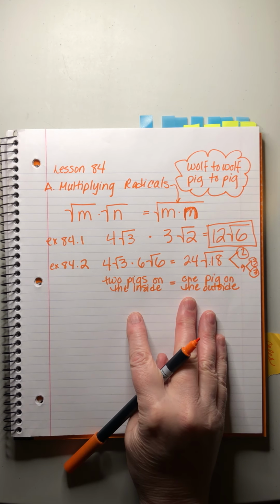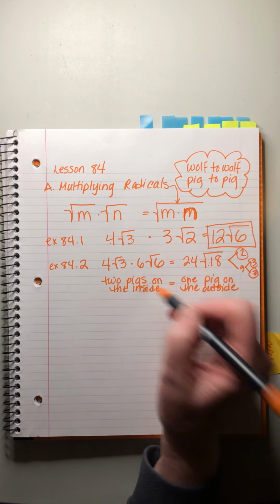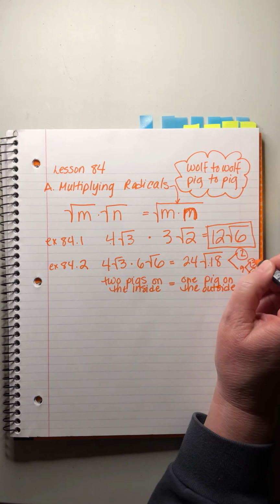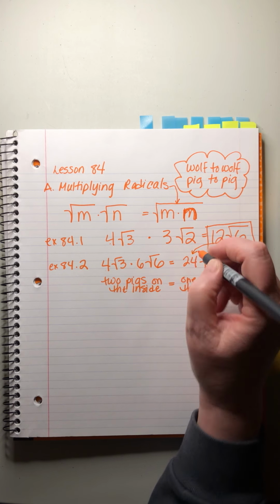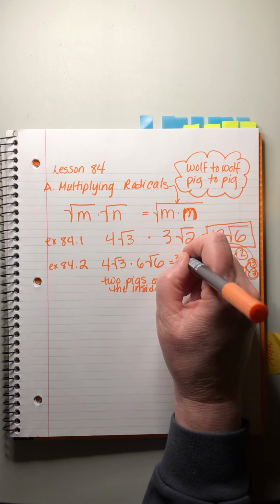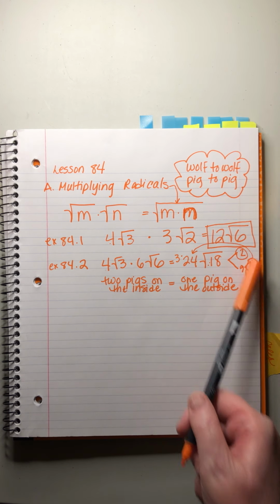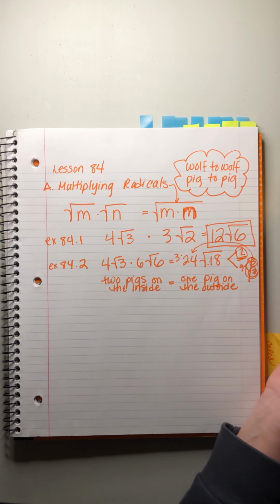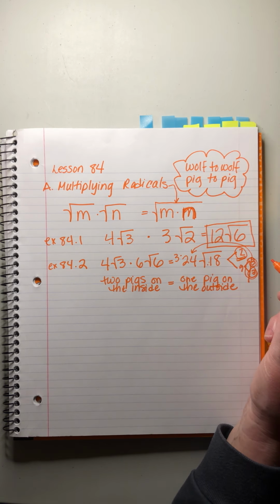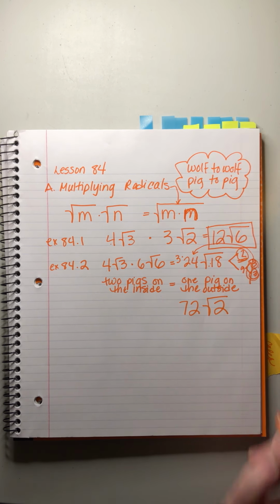But 2 on the inside equals 1 on the outside. Here we have a pair of pigs, so we can jump that pair out and we'll multiply the wolf times the new pig, which is 3. 1 on the outside, 2 on the inside, right? We have to have 2 in order to jump them out, and then they only count as 1. I hope I'm making sense. So now the 3's are gone. We still have the 2 left inside. This is 72, so our final answer is 72 times the square root of 2.